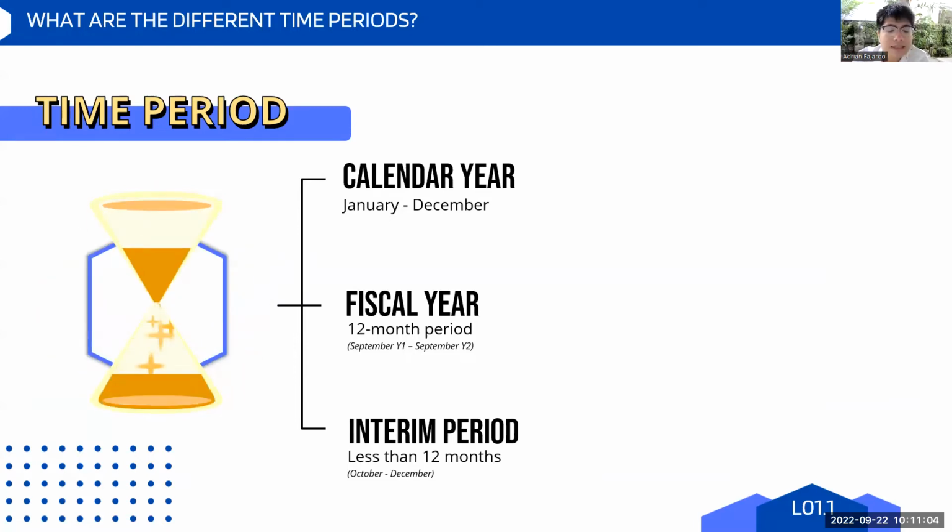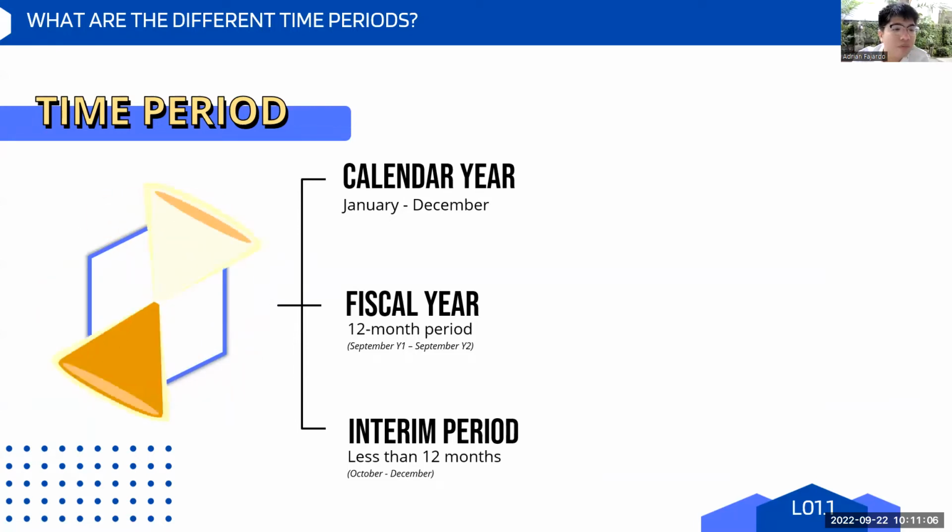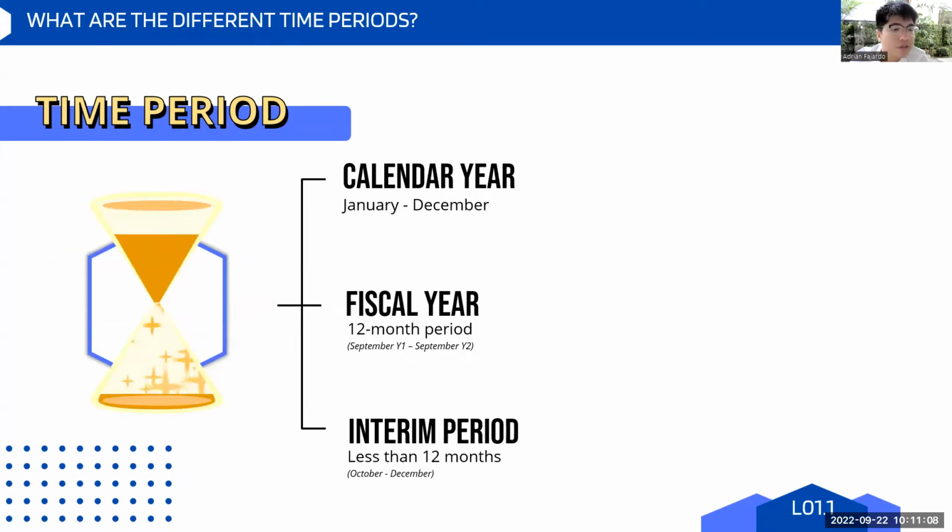And then some companies actually hindi nga every 12 months, but they have interim periods. So these are periods like less than 12 months. So let's say a quarter, like Q4, October to December. So again, we're still in the time period assumption. And it's basically saying na an economic life of a business is divided into time periods, right?